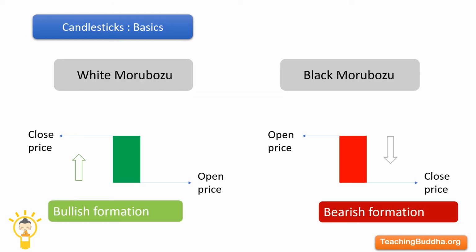There are different candles like that. Left one is white Marubozu, right one is black Marubozu. As I already told you, white can be green, black can be red.